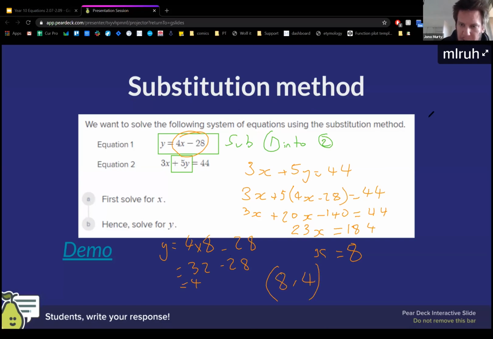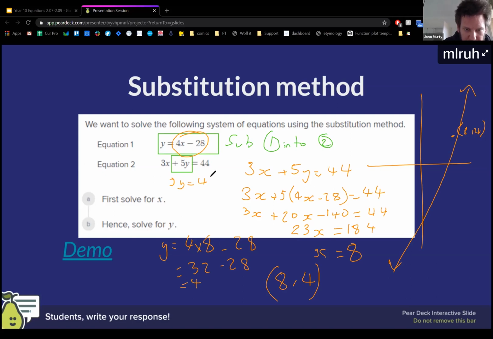So if we were to graph this, we'd know our solution is here, 8, 4. y equals 4x minus 28, it's going to look something like that. 3x plus 5y equals 44, that's 5y equals 44 minus 3x, equals 44 on 5 minus 3 on 5x. It's getting a bit complicated. Going to look something like that. And they'll intersect at this point here.